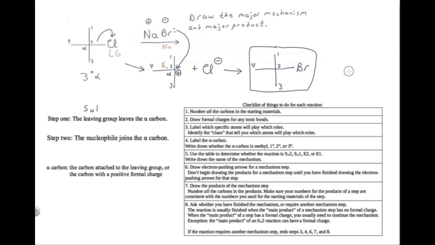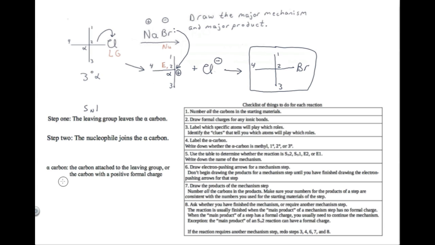Well, the main purpose of this example was to help us learn the basics of the SN1 mechanism. So I hope you can see now more clearly what it means that an SN1 mechanism has 2 steps. And you can see more clearly what happens in those steps. In the first step, the leaving group leaves the alpha carbon. And here's the way to draw the electron pushing arrow for that. Then in the second step, the nucleophile joins the alpha carbon. And here's the way to draw the electron pushing arrow for that.